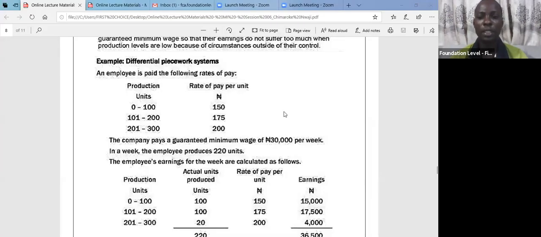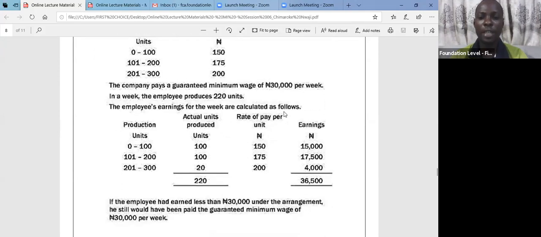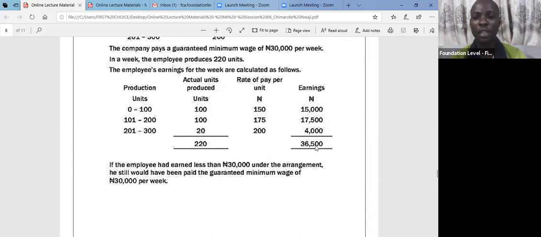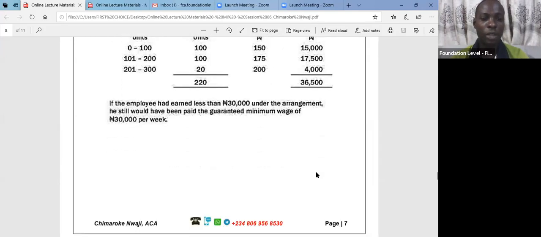Let's try and finish this before the network disconnects me again. So you see that the total here that she got is 36,500 based on the graduated units that she was producing. If this was 29,500, under the arrangement they would have paid the person 30,000 as the minimum. But because the person has worked and earned 36,500, that is what will be paid. So let's go to the next one.